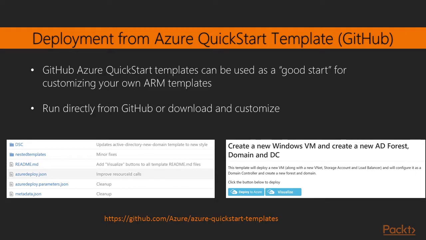So in my opinion, and I mentioned this already before, it can be used as a good start for customizing your own ARM templates. What you're doing is connecting to the Azure Quick Start website within GitHub, going to one of the template files, downloading them, and then deploying them right away, or if you want, customizing and redeploying from there on.